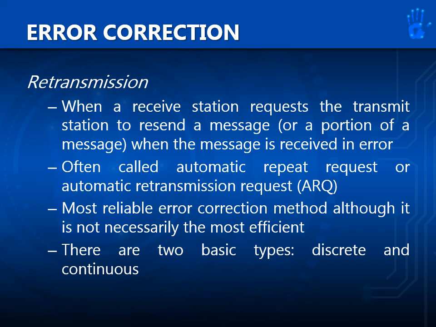Retransmission. This is when a receive station requests the transmit station to resend a message or a portion of a message when the message is received in error. Often called automatic repeat request or automatic retransmission request, abbreviated ARQ. This is the most reliable error correction method, although it is not necessarily the most efficient. There are two basic types, discrete and continuous.